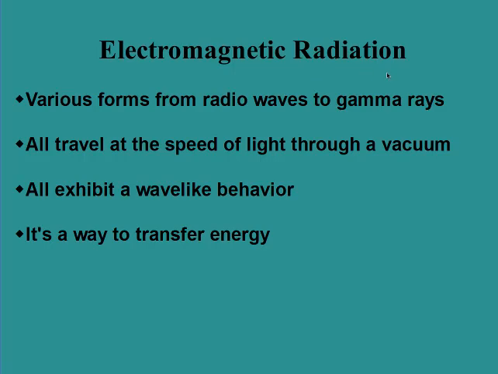Electromagnetic radiation has various forms. They range from radio waves to gamma rays. They all travel at the speed of light through a vacuum, which we'll see in a little bit is represented by the letter C, which is 2.998 times 10 to the 8th meters per second. They all exhibit a wave-like behavior, so we're going to be talking about waves, and it's a way for electrons or particles to transfer energy.